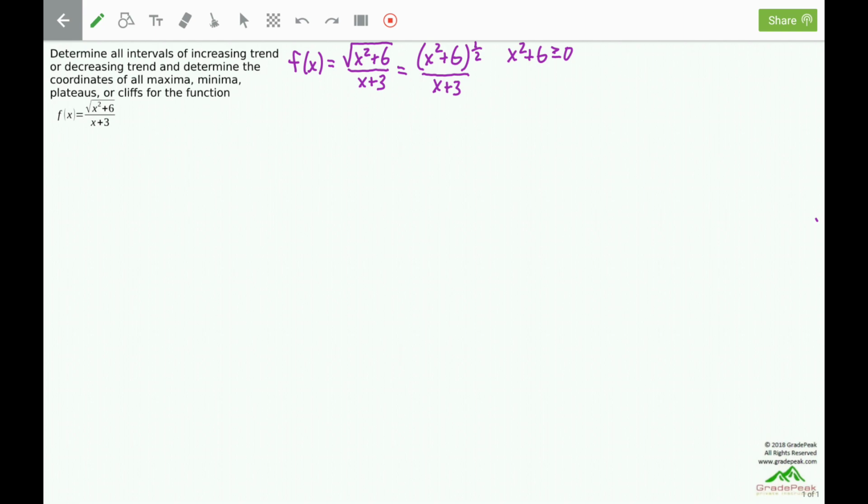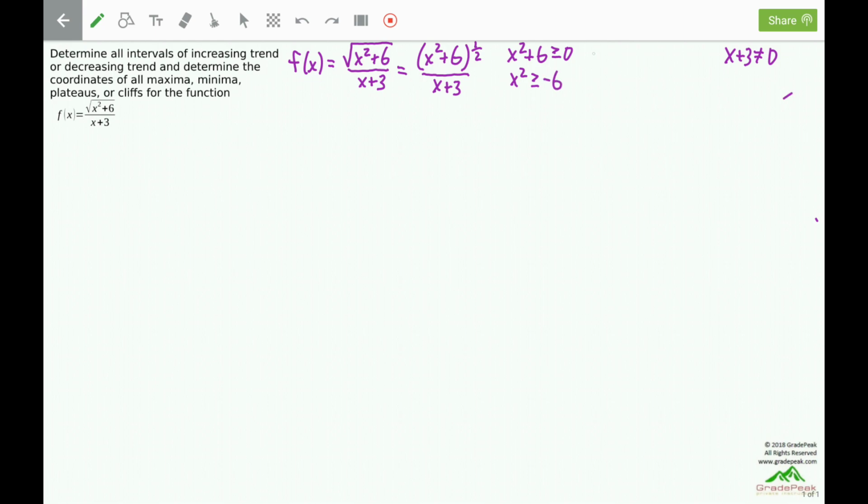There is also a denominator, and the domain requires that the denominator cannot equal 0. So x plus 3 cannot equal 0. These are the two conditions needed to be held. Starting with the x squared plus 6, to solve for x we can subtract 6 from both sides. So x squared is greater than or equal to negative 6.